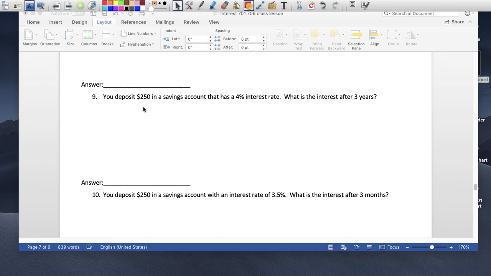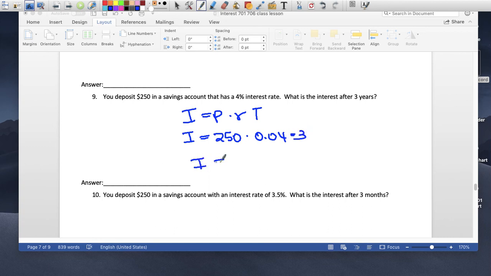Number 9, you deposit $250 in the savings account. How much is interest? So in the savings account, you put $250. The interest rate is 0.04, and you leave your money for 3 years. So how much money will the bank give you for doing that? 250 times 0.04 times 3 equals $30. So you would have earned $30 after 3 years.